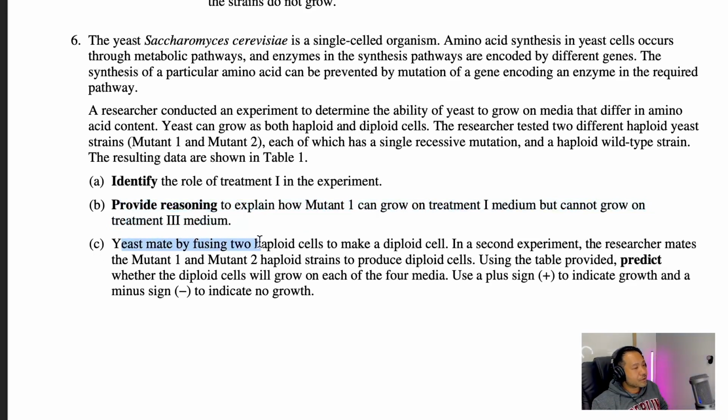Yeast mate by fusing two haploid cells to make diploid cells. In a second experiment, the researcher mates mutant 1 and 2 haploid strains to produce diploids. Using the table provided, predict whether the diploid cells will grow on each of the four media, using plus signs to indicate growth and minus sign to indicate no growth.